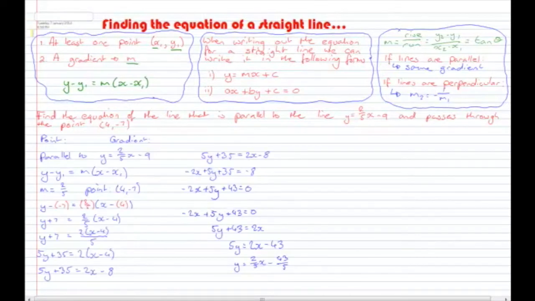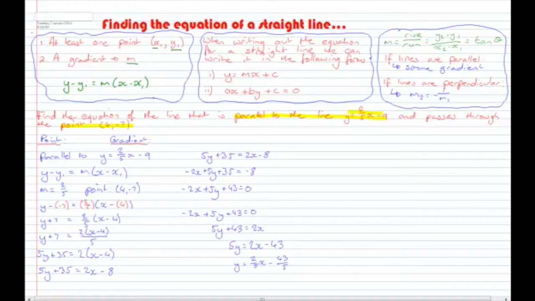Okay, so before we get started, what we should always do is go through and highlight all the key points in the question. So find the equation of the line that is parallel to the line y is equal to 2 on 5x minus 9, and passes through the point 4, negative 7. Both of these are important because we need to have a point and a gradient in order to find the equation of a line. So let's go through and write this in.